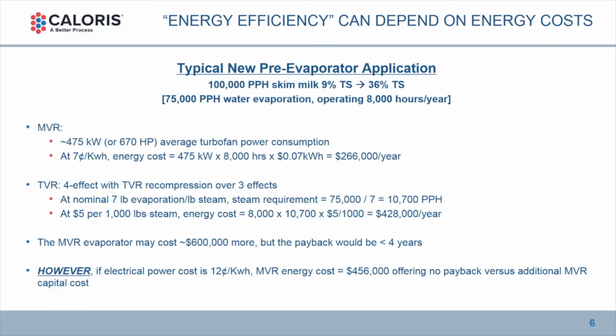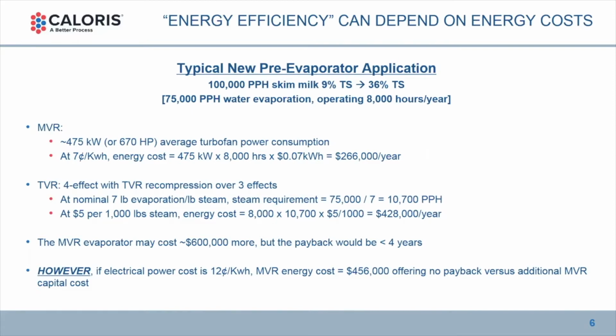Comparison to a TVR evaporator. Let's say we've got a 4-effect TVR compression over 3 effects. So theoretically, we've got a 7-to-1 steam economy on this. And so we're going to consume about 10,700 pounds an hour of steam. At 5 cents per 1,000 pounds of steam energy costs, 8,000 hours, you're looking at $428,000 a year for steam costs.